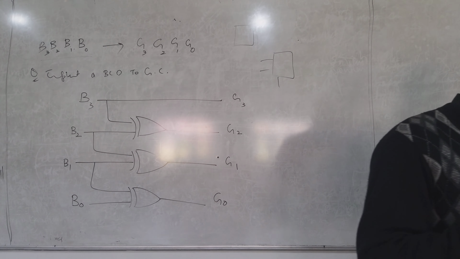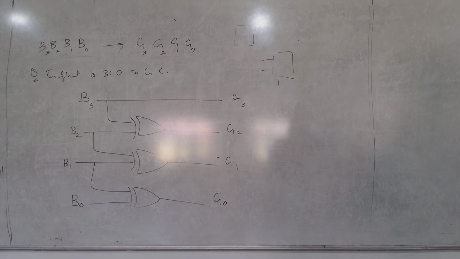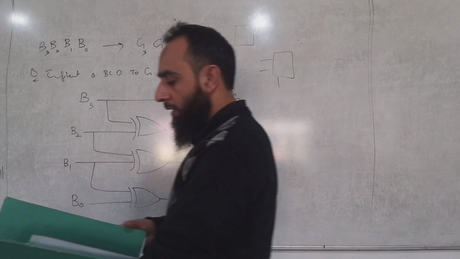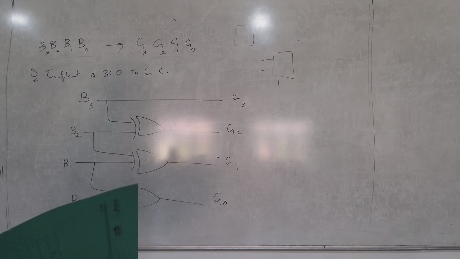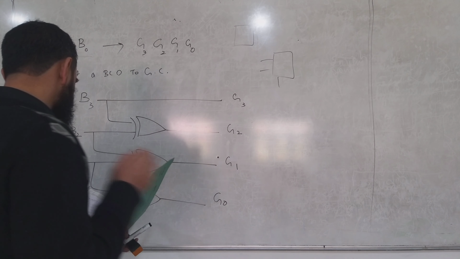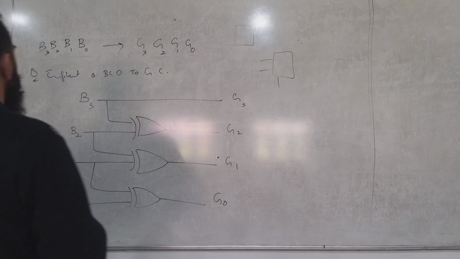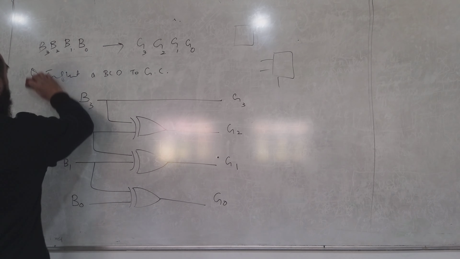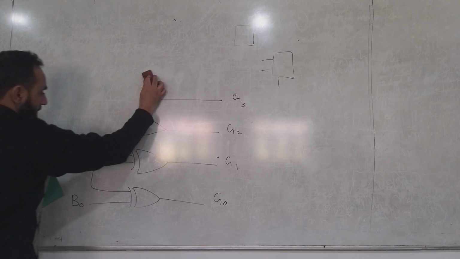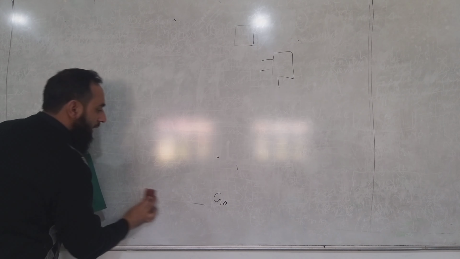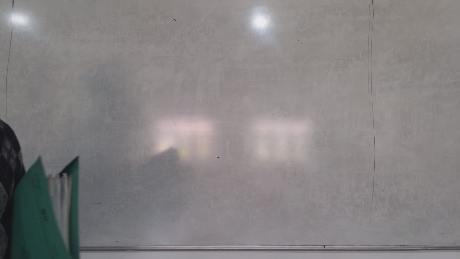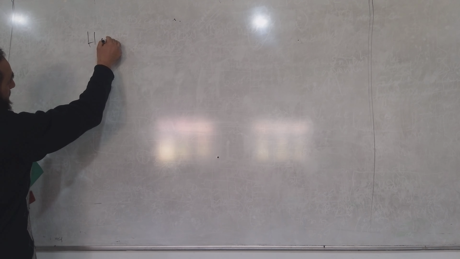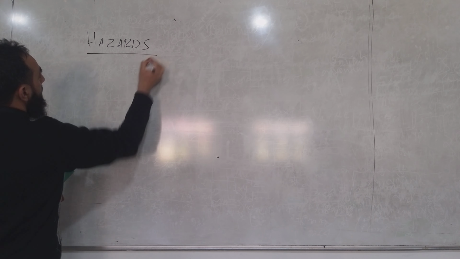Now, the last point left in our unit 2, which we will cover, is hazards. You write the heading, hazards in digital circuits. Hazards. Now what is a hazard? From the very word you understand, this is an unwanted effect, right? Hazards in digital circuits.